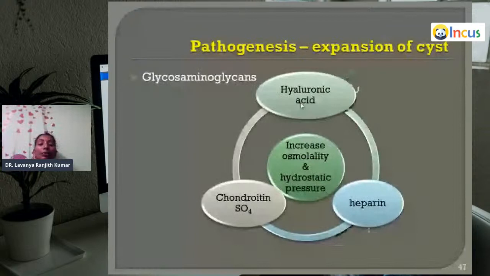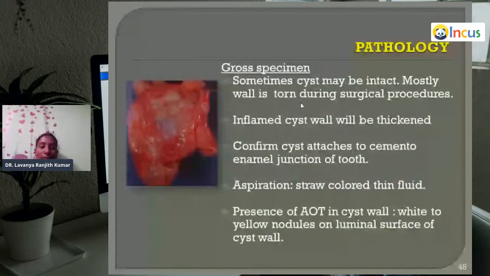In the pathogenesis also, some glycosaminoglycans present in the cystic fluid, that is hyaluronic acid and also chondroitin sulfate and heparan sulfate, all increase the osmolality and hydrostatic pressure, which is responsible for expansion of the cystic cavity. So coming to the gross examination, sometimes the cyst may be intact.